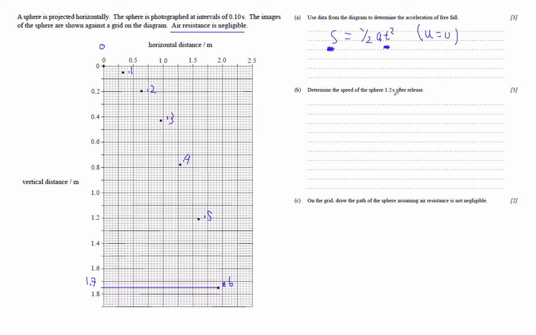And then it says, determine the speed of the sphere 1.2 seconds after the release. And of course, it's going to have a horizontal velocity. It's going to have a vertical velocity at 1.2 seconds, right? And the speed is going to be the hypotenuse. This will be the speed, okay? So it's going to be literally, once we figure out the horizontal velocity at 1.2 seconds and the vertical velocity, it will be the square root of the horizontal squared, right? Plus the vertical squared.